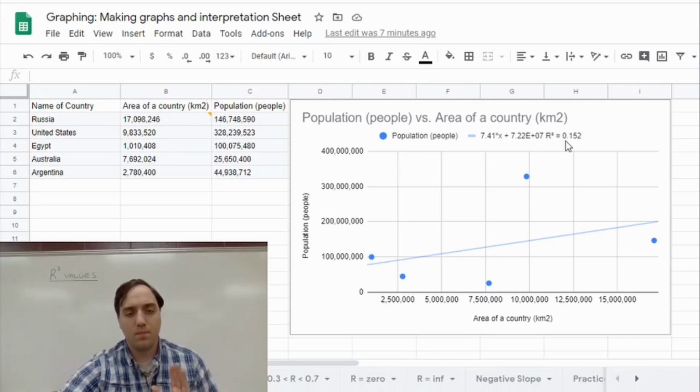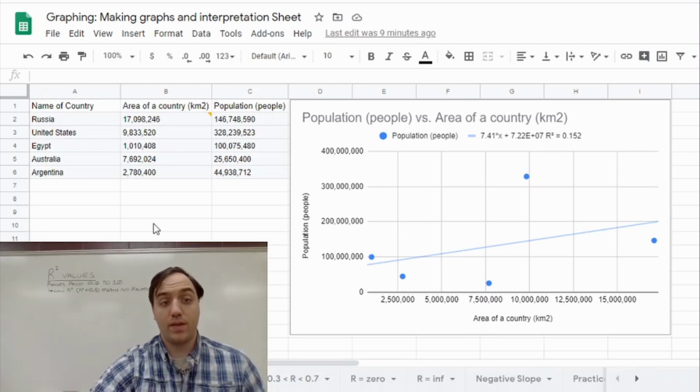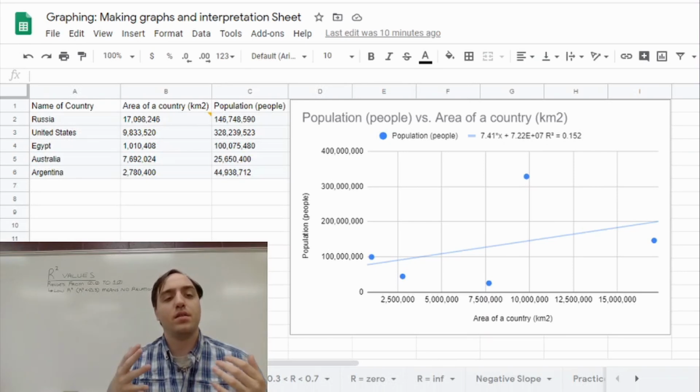So let's take a moment here and put that on the board. When the R squared value is less than 0.3, it's so small, like this one here is at 0.152, we say that there's no relation between the data. It's not just that this is a bad fit. It is such a bad fit that we think that one doesn't affect the other. In this case, the area of a country doesn't have a particular effect on the population of the country.